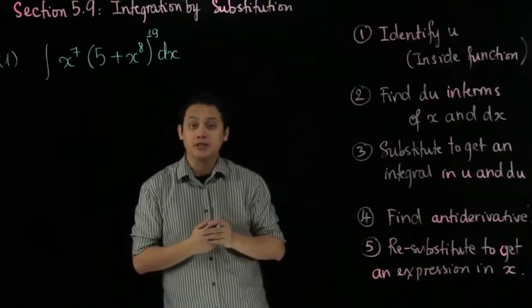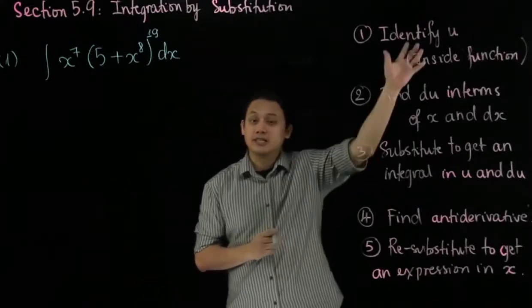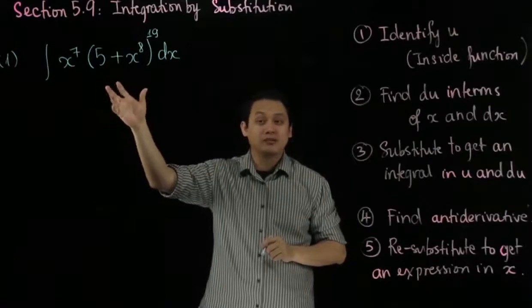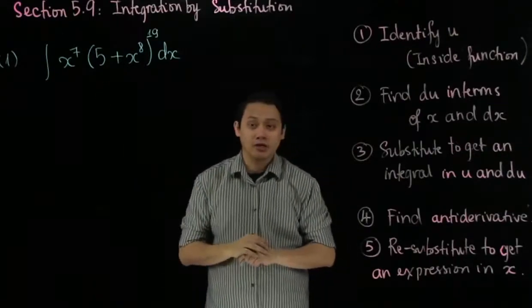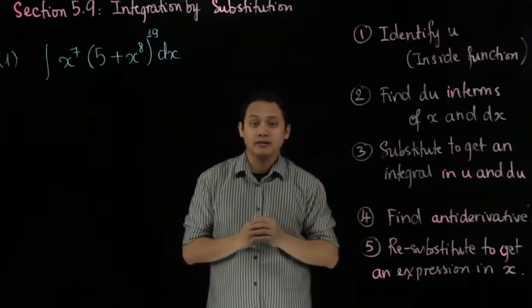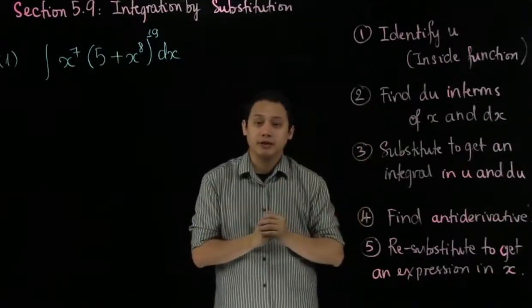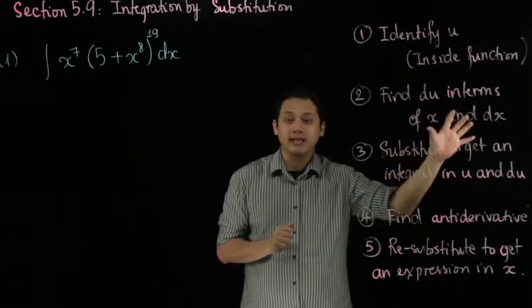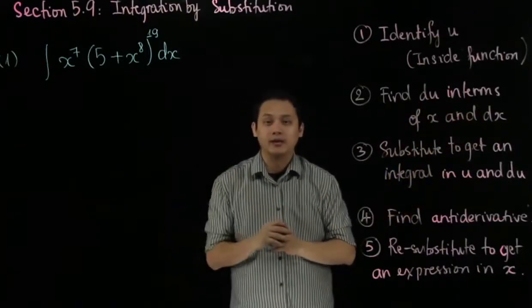The first one is you need to identify u, which is the inside function. So when you look at the problem, you need to identify, oh, what is my inside function? And then from there, you take the derivative on both sides of the inside function and find du in terms of x and dx. We're going to go through that later.